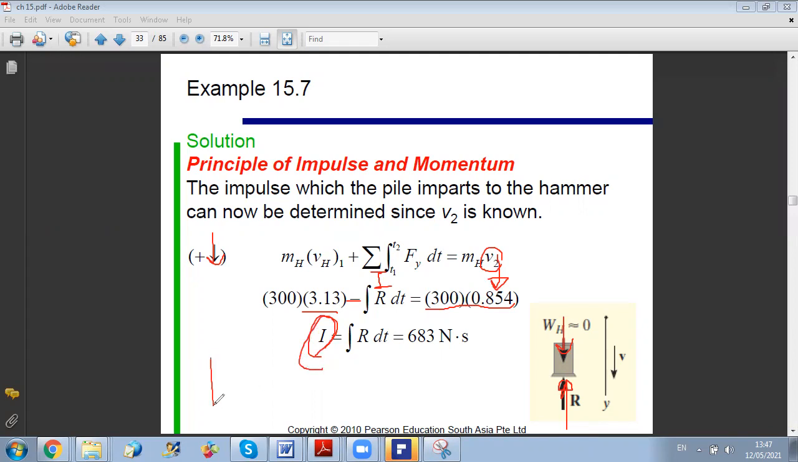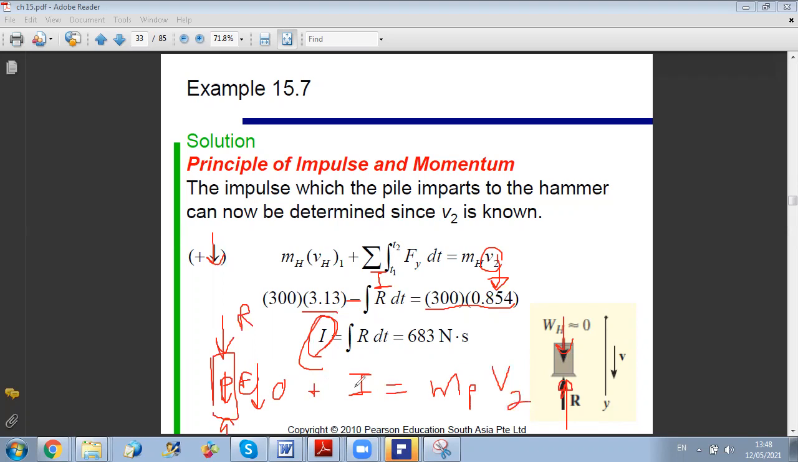You can also take the pile as a system, and you will get the same result. If you take the pile as a system, then you put that the reaction force on it, R, will be downward, and all other forces from sand and weight are non-impulsive. So if you take the pile, initially the pile is at rest, so it's 0. If we take the positive direction downward, it's plus the impulse of R, so plus I equals the mass of the pile times the velocity of the pile at state 2, which is V2.